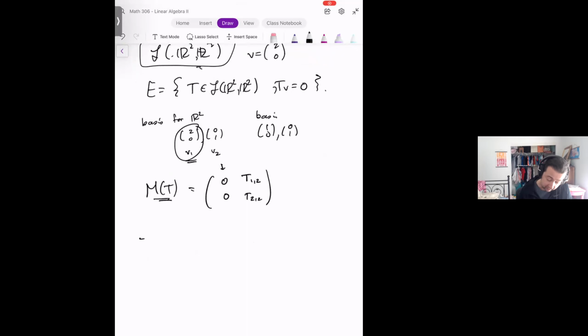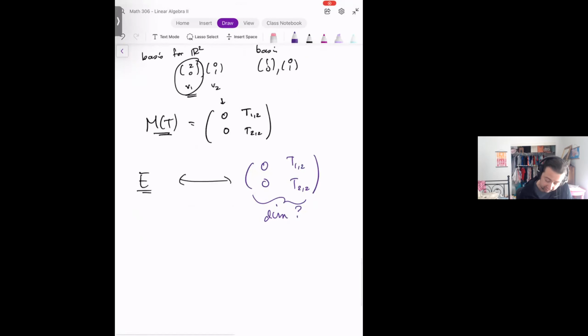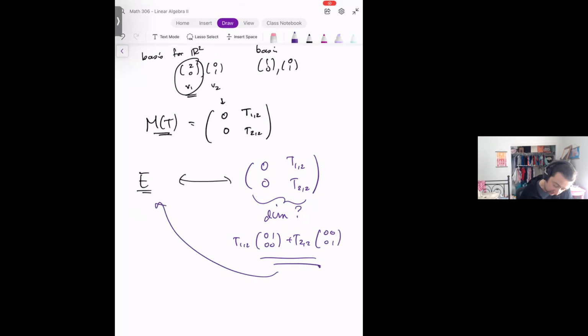So the space E is isomorphic to this family of matrices. E is isomorphic to matrices that look like (0, 0), (T1,2, T2,2). What's the dimension of this space? Well, everything over here can be written as T1,2 times (0, 1, 0, 0) plus T2,2 times (0, 0, 0, 1). And every single matrix here gives you a map back over here.